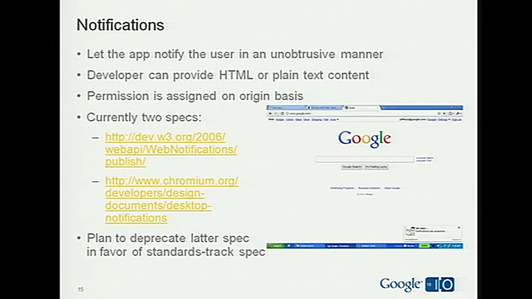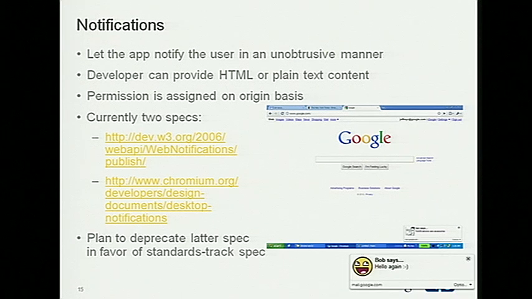Another cool feature is notifications. You hopefully saw this during the keynote as well. I think the use case here is pretty clear. You want to let the application notify the user in an unobtrusive manner, and this can be a variety of situations. Let's say you have a calendar event coming up that's really important and you don't want to miss. Or an email coming into your inbox, or tweets coming in. Or in this case, somebody sends you a Google chat, and bam, you get a notification.